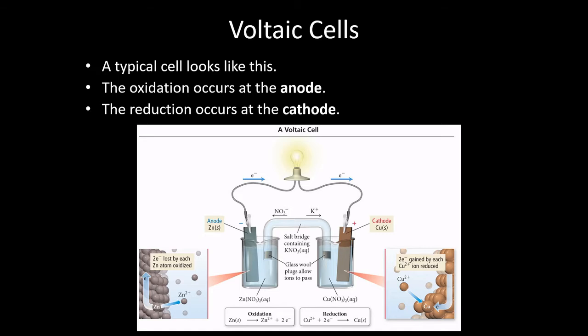The easiest way I know to remember that is just to remember that the vowels go together and consonants go together. So O and A: oxidation, anode. Reduction, R, C, cathode. So vowels go together, consonants go together. That's the easiest way I know to remember that. Oxidation occurs at the anode, reduction occurs at the cathode.